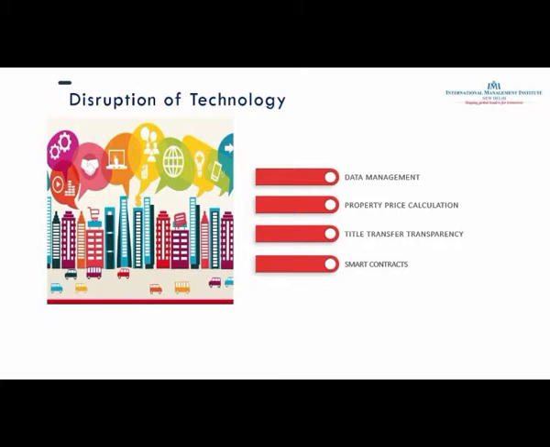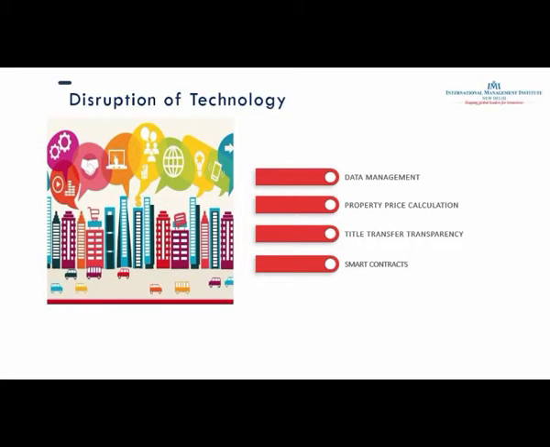The second is property price calculation. Usually retailers calculate the price according to the previous sales price without taking into consideration different factors like transportation, infrastructure improvements, environmental changes, neighborhoods, and so on.